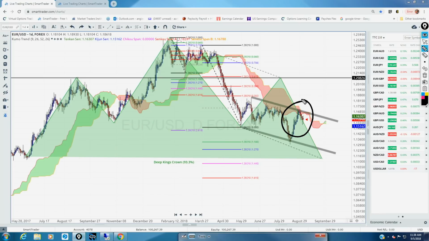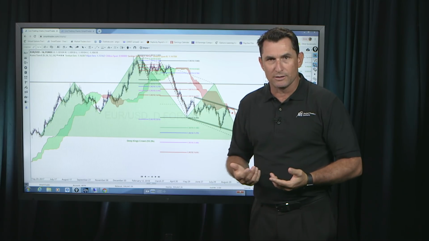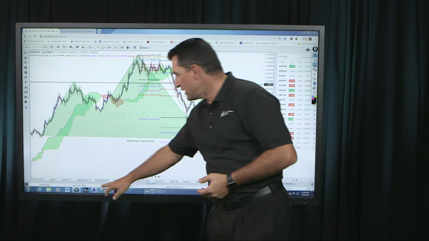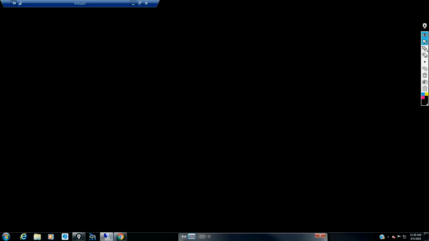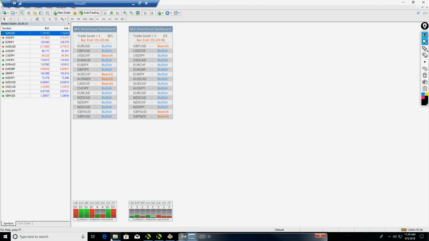So what we want to understand is what the market is doing in this region right here. Are we looking at the market going up, or is the market going to in fact go down towards the south? This is how we look at it. First thing, number one, finding overall direction is important. And what we did is we used the MTI directional dashboard, which is this one right here, and we were looking at the weekly setups on the Euro-US dollar.